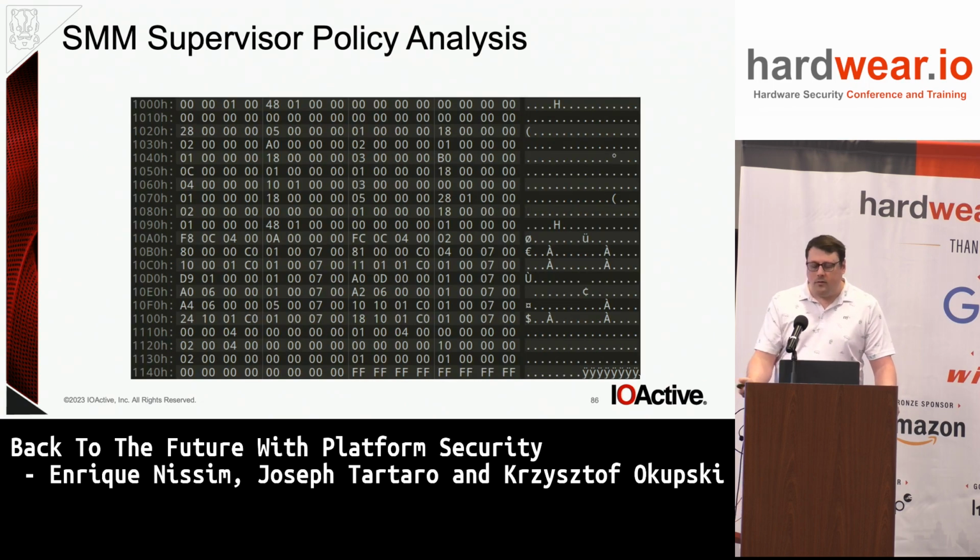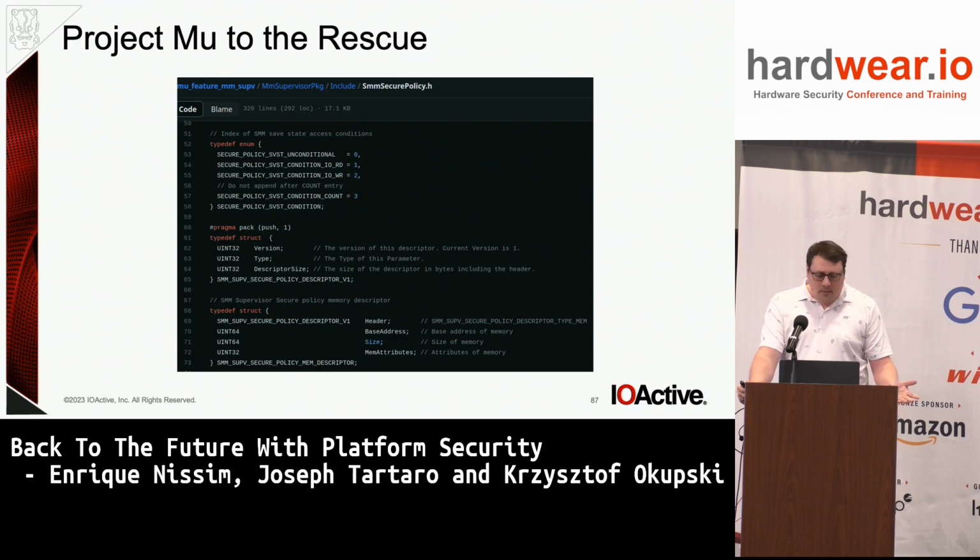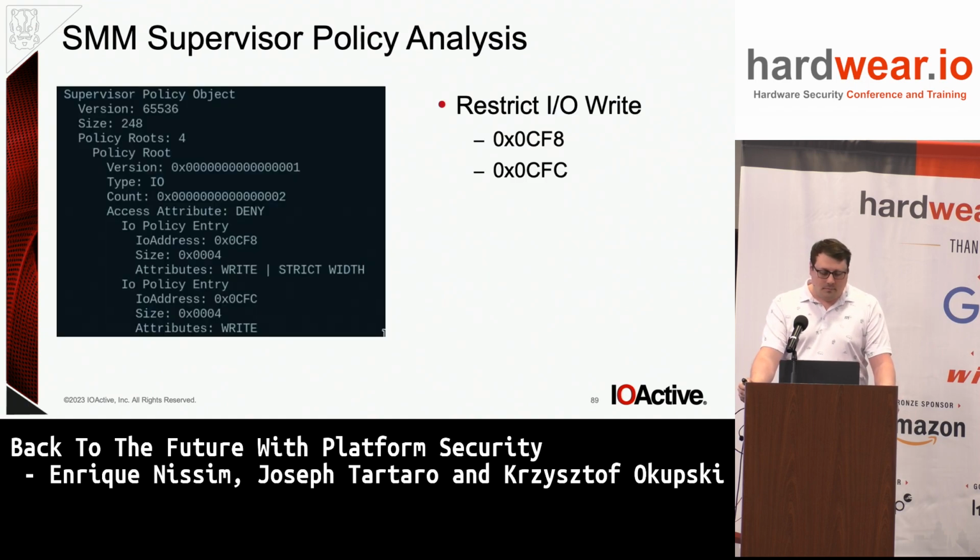Because if you were to grab that binary file from your package and extract the OEM policy, you'd be looking at this. And what the hell is this, right? It doesn't give you any context. You don't know what any of it means. But Project New to the rescue. You just go to the GitHub repo. You have nice, detailed, commented structures, and now we can actually understand all this and parse it.